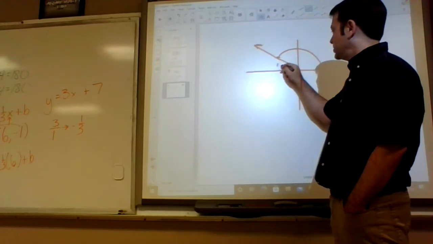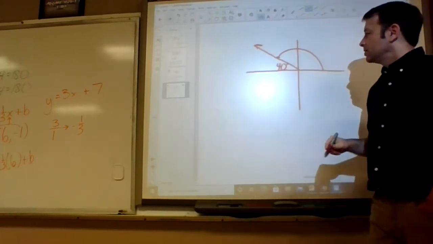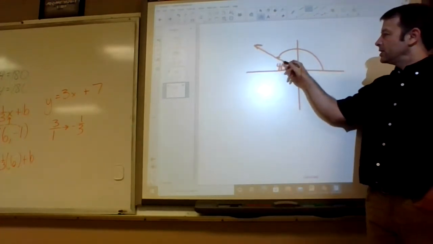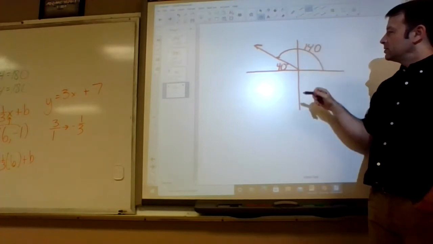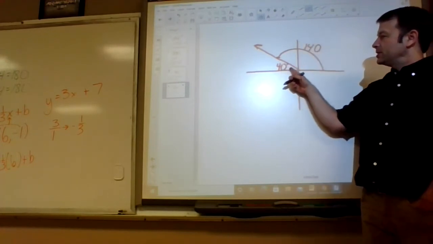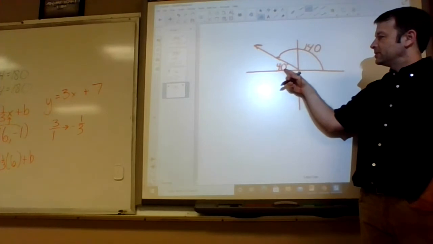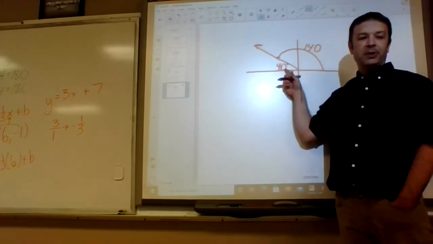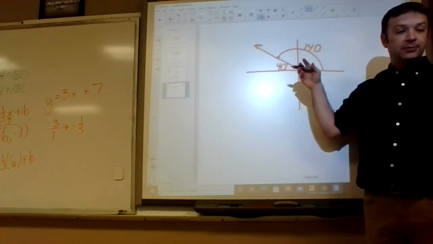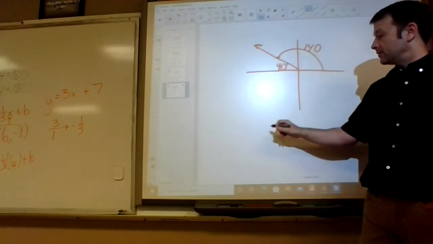Basically it's 40 short of 180. So it's cosine of negative 40? Yeah, so 40 is the reference angle. Is cosine positive or negative in that quadrant? Negative. So it's negative cosine of 40.